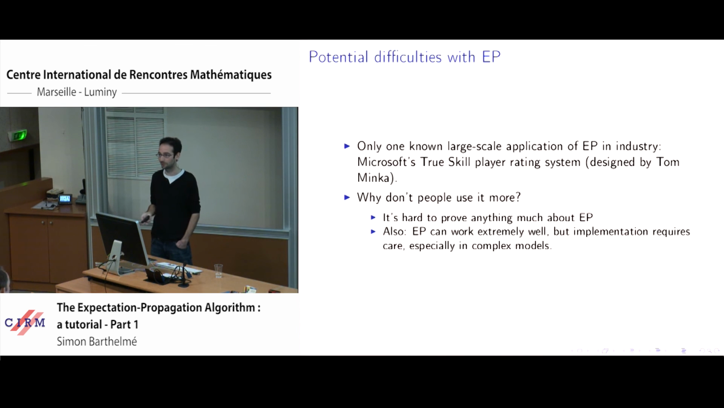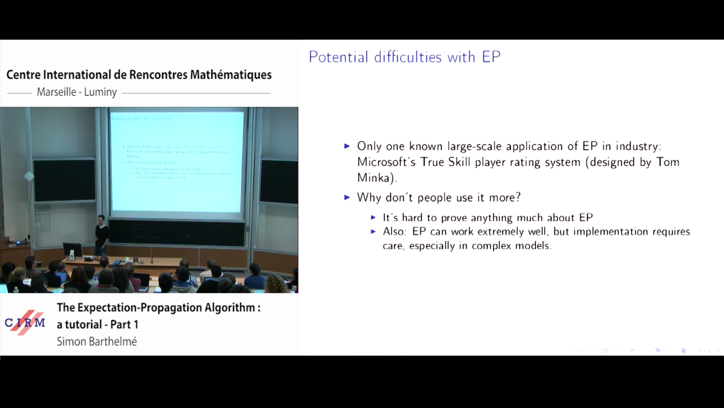I mean, there may be ones we haven't heard about. Minka, I'm sure, can do magic with EP, but he's not like the rest of us. So TrueSkill is very nice. It scales over tens of thousands of participants. That's just one example. So the question is, why don't people use it more?